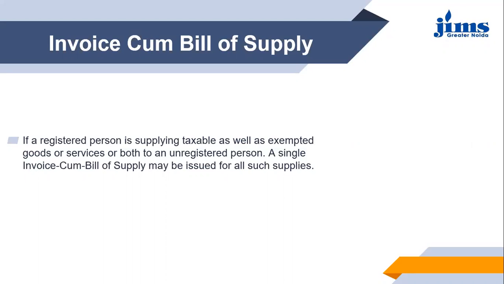And the third is the invoice cum bill of supply, where the registered person is supplying to an unregistered person, and the supplies are composed of taxable as well as exempted supply. It can be of goods or services both. So these are the three documents. This can be asked in short notes, so you have to prepare these topics accordingly. Thank you all.